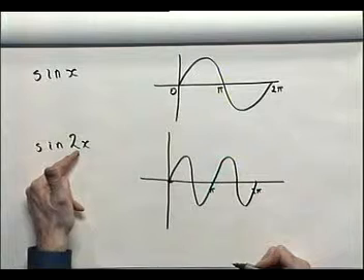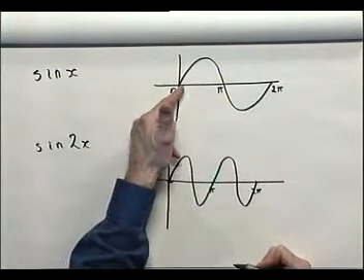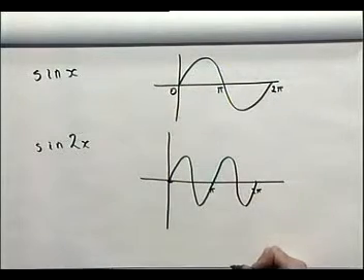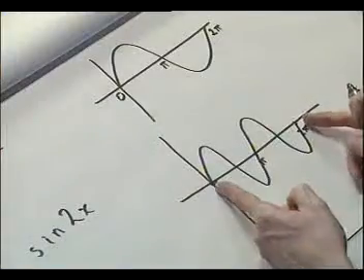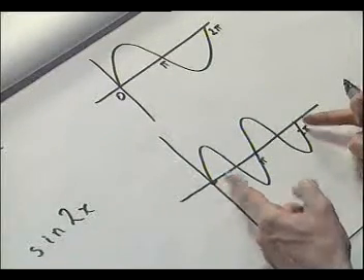So sine of 2x gets through everything twice as quickly as sine x. And sine of 3x will get through it 3 times as quickly. So I'll have 3 copies of this graph in the same space 0 to 2 pi. And the same with cos 2x and cos 3x and cos 4x.